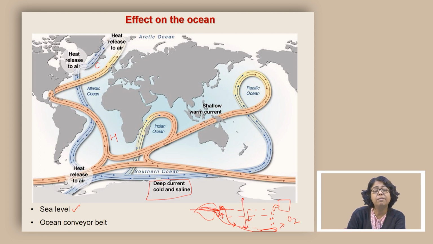So, often if the temperature is too cold and it is a completely glaciated earth, this convection gets impacted. Now, it is also claimed that if you increase the temperature, that also impacts this conveyor belt, and the strength of the conveyor belt reduces. So, any change in the temperature will impact the sea level as well as the ocean conveyor belt.